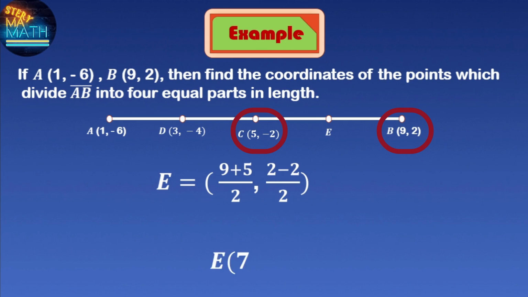So the x coordinate is 7. And the y coordinate is 2 minus 2, which is 0, divided by 2 is 0. So E is 7, 0. Now you intuitively know the midpoint between the 2 points. I mean that you know the formula, which is (x1 plus x2) divided by 2 and (y1 plus y2) divided by 2. But how can we prove this formula?